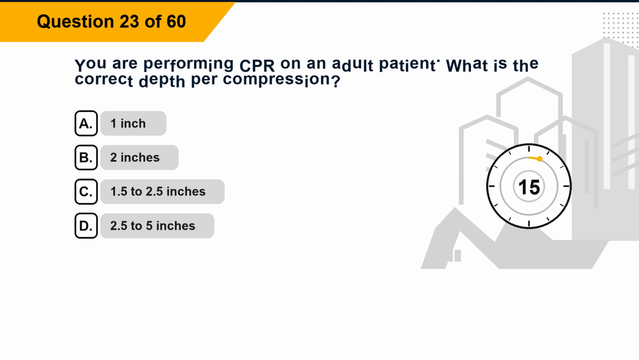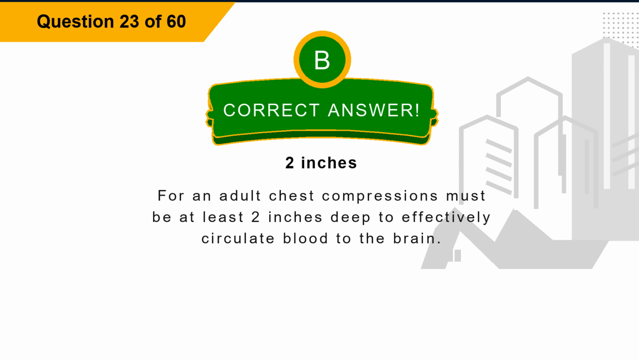Question 23. You are performing CPR on an adult patient. What is the correct depth per compression? Option A. 1 inches. Option B. 2 inches. Option C. 1.5 to 2.5 inches. Option D. 2.5 to 5 inches. The correct answer is option B. 2 inches. Explanation. For an adult, chest compressions must be at least 2 inches deep to effectively circulate blood to the brain.